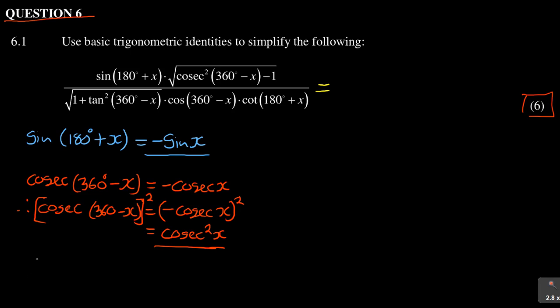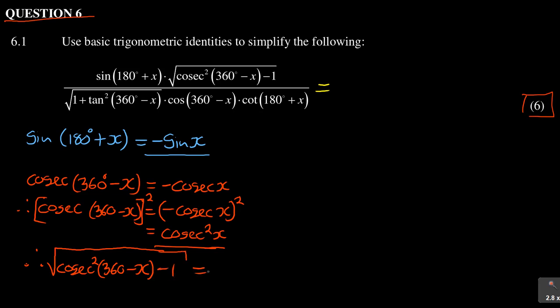And also, it further means that the square root of cosec squared 360 minus x, it says minus 1.